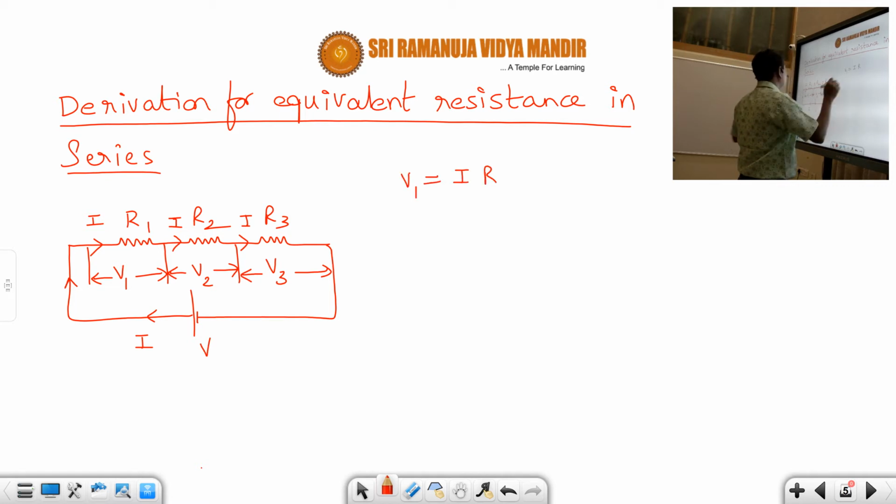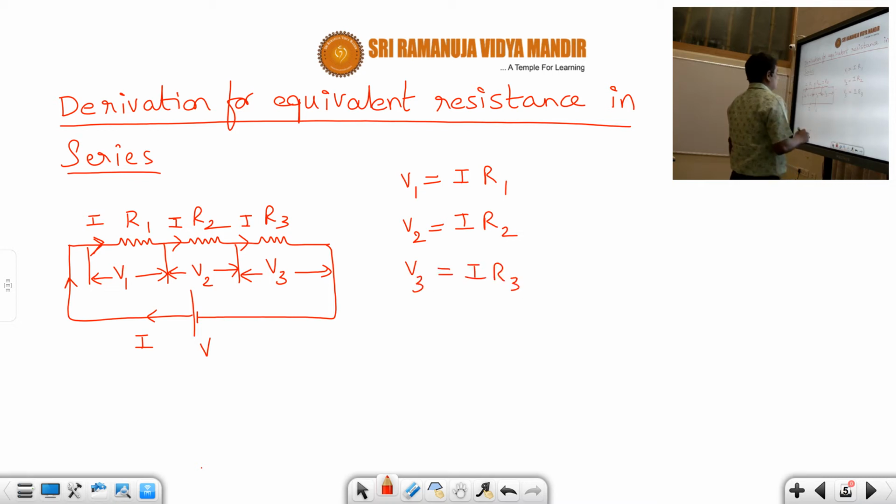So now according to Ohm's law, what is V1, students? I into R. Now what is the current flowing through R1? I only. Okay, and what is the resistance? R1. What is the voltage V2, students? I into its resistance R2. And what is the voltage V3, students? I into R3.